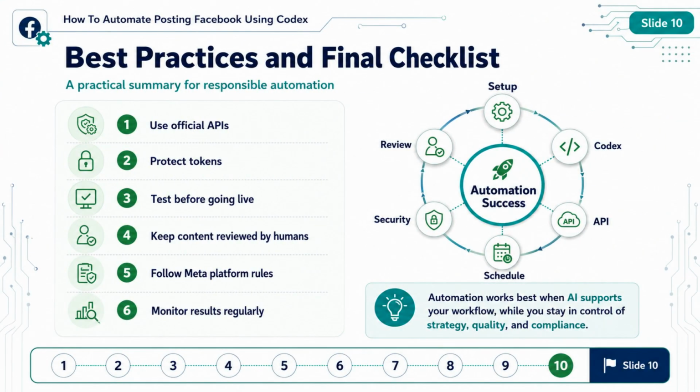In summary, use official APIs, protect your credentials, and ensure human review of your content. Responsible automation, supported by AI, keeps you in control of your strategy and compliance.